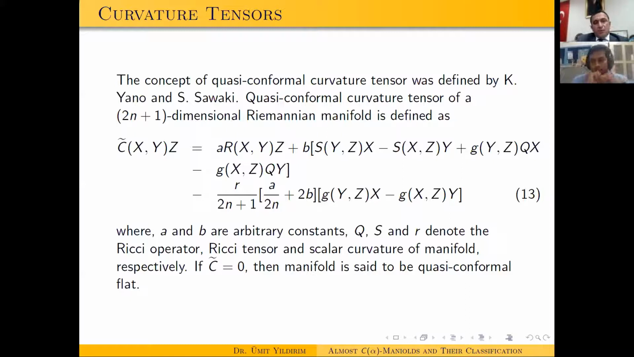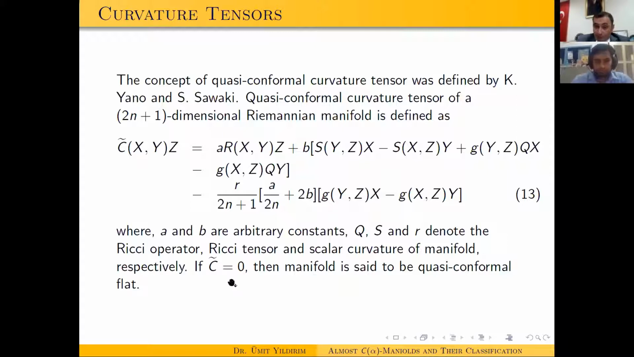The concept of the quasi-conformal curvature tensor was defined by Yano and Sawaki. The quasi-conformal curvature tensor of a (2n+1)-dimensional Riemannian manifold is defined as: C tilde(X, Y)Z equals a R(X, Y)Z plus b [S(Y, Z)X minus S(X, Z)Y plus g(Y, Z)QX minus g(X, Z)QY] minus (r/(2n+1))(a/(2n) plus 2b)[g(Y, Z)X minus g(X, Z)Y], where a and b are arbitrary constants, Q is the Ricci operator, S is the Ricci tensor, and r is the scalar curvature of the manifold.